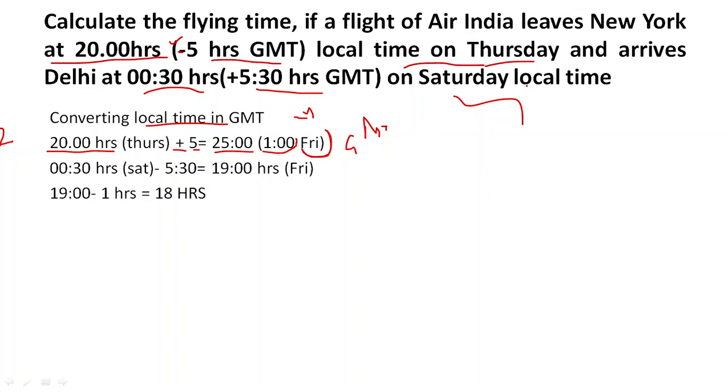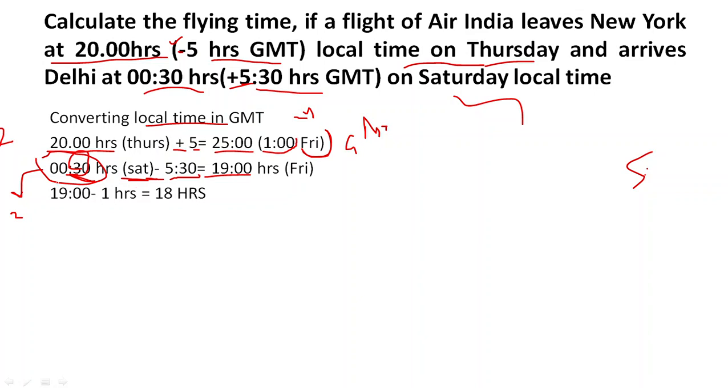Then we convert the arrival time again into GMT. This time we have plus 5:30, so here you do minus 5:30, right? And it is 0 hours 30 minutes Saturday. So from Saturday midnight, you will have to subtract 5:30. So you go 5:30 back from the midnight point 30 and you get 24.30, right? After 24 hours, 30 minutes it is.